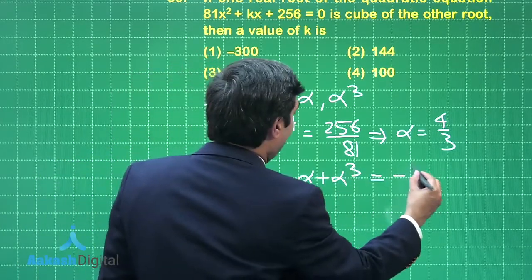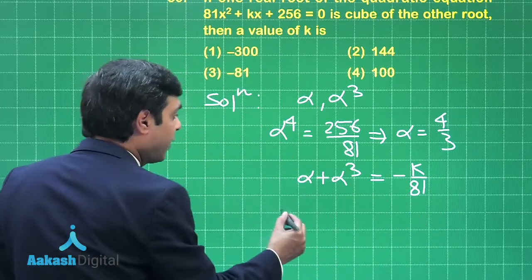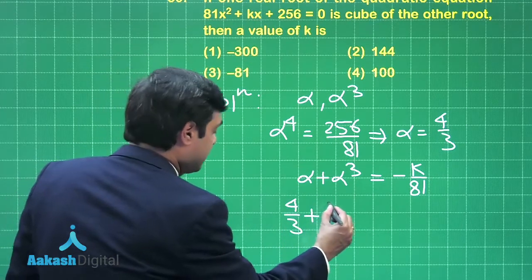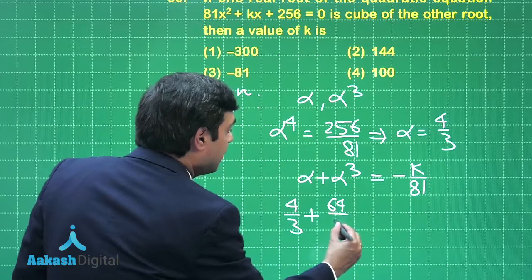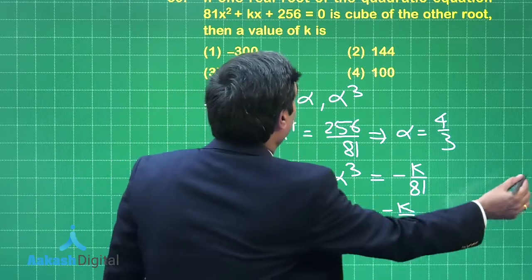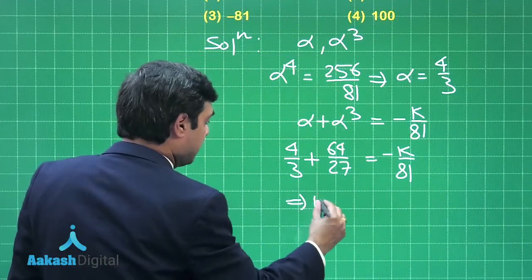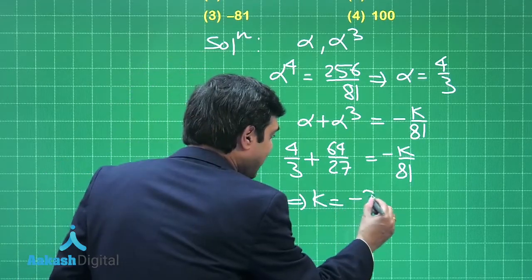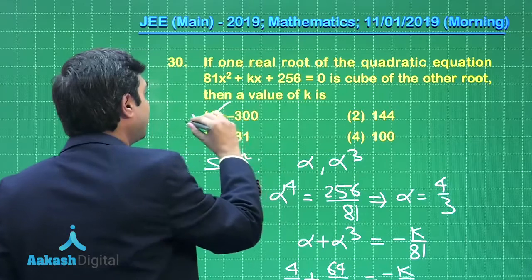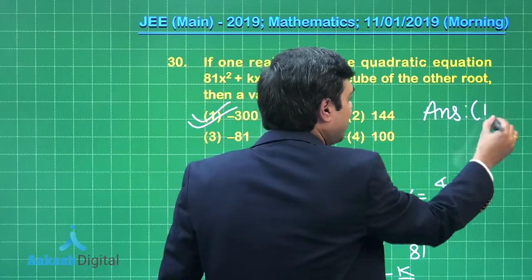Next, you can also say the sum of the roots, that is alpha plus alpha cube, is equal to minus k by 81, correct. So substitute the value of alpha here, this gives you 4 by 3 plus 64 by 27 is equal to minus k by 81. So from here you get simply the value for k as minus 300. Now let's see what we were looking for, the value of k, and that comes to be minus 300. I am sure this question is clear now.